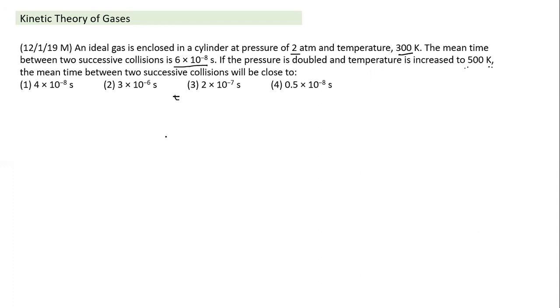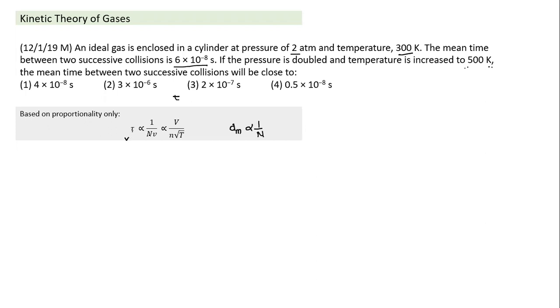How would you calculate the mean time between successive collisions? This is based on proportionality. Whenever parameters change, we need to express tau in terms of the given parameters. Keep in mind that the mean distance between successive collisions is proportional to 1 by n. And the mean distance is obtained by multiplying tau by v. So tau is proportional to 1 by nv. That's all we need to keep in mind.